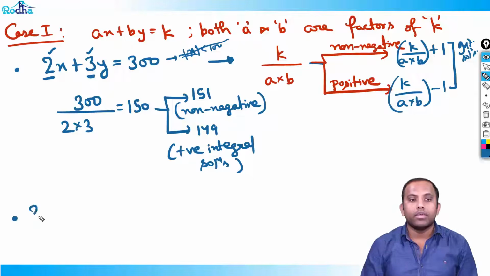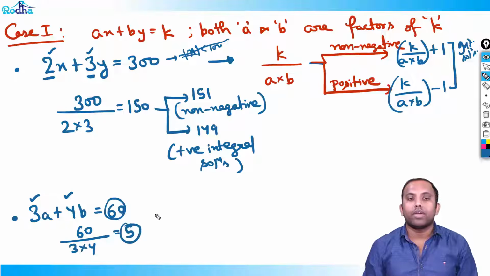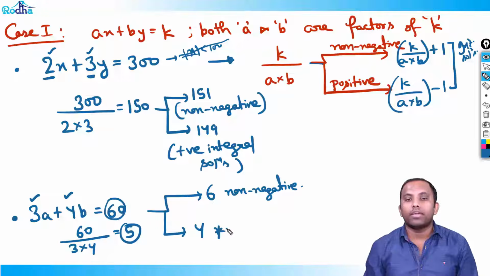If the equation is 3a plus 4b equals 60, how many solutions are there? I can see both 3 and 4 are factors of 60. So we get 60 upon 3 into 4, which is equal to 5. So we will have 5 plus 1, 6 non-negative integral solutions, and 5 minus 1, 4 positive integral solutions.